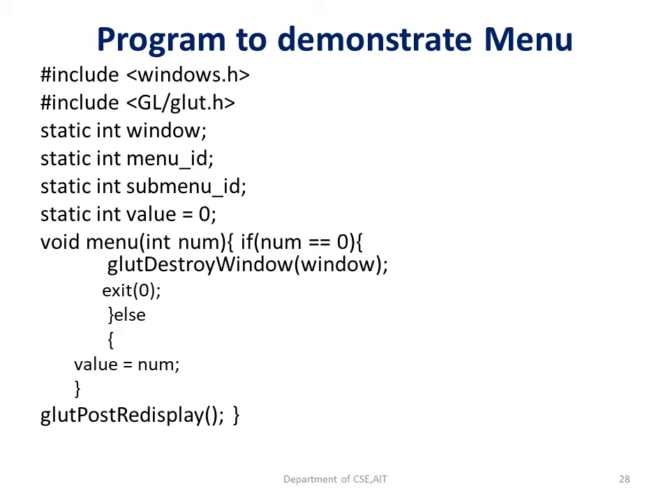Now we will see an example program to know how the menu creation and the menu association with the mouse works, and how the total program is going to work. We are going to make use of the header files. In this case, because we are using the window coordinate system also, we are going to make use of the windows, and then I'm going to have some variables: the window, menu ID, submenu ID, and I'm taking one variable called value, which is equal to 0.